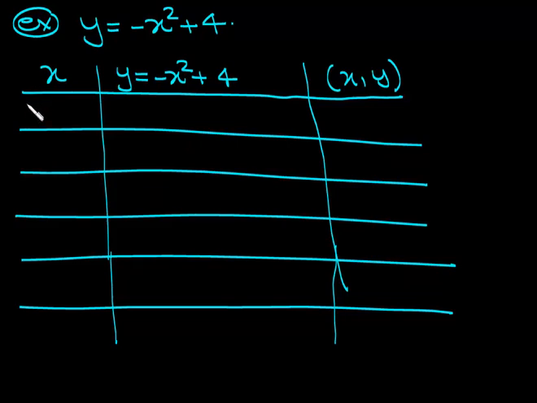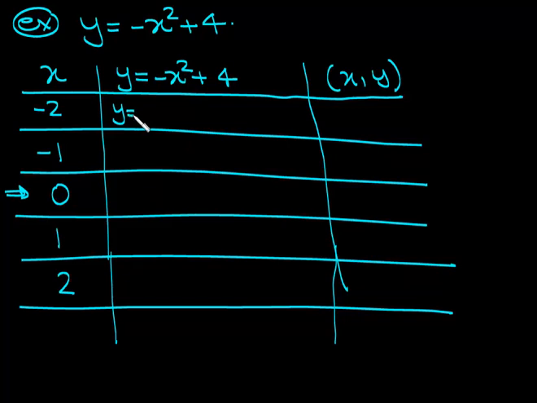I'm going to start by picking some values. So I'll pick -2, -1, 0, 1, 2. I'm just randomly picking some x values. You don't have to pick these. I picked some negative, some positive, and I picked 0. It's always good to pick 0. Okay, so let's do this. So let's plug this in.